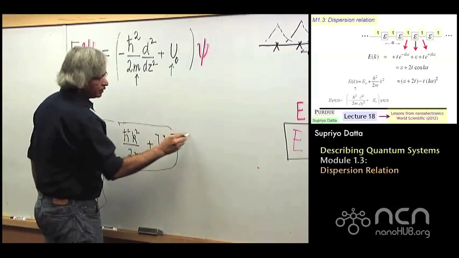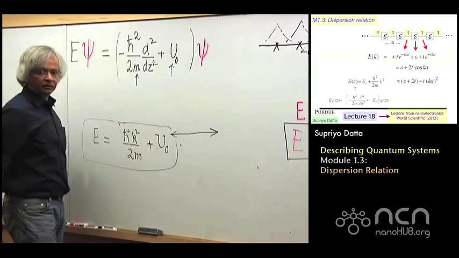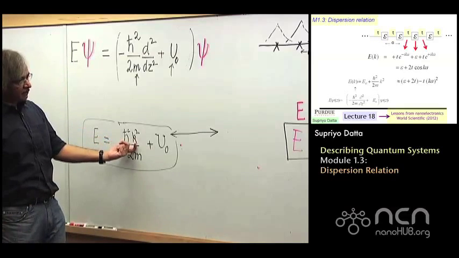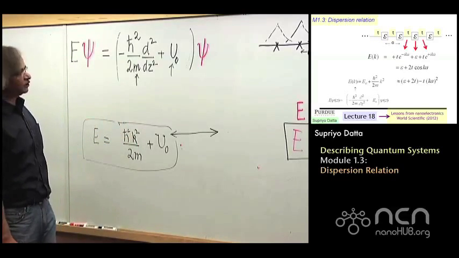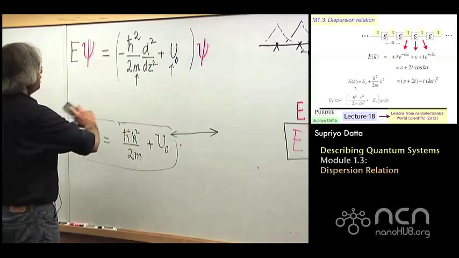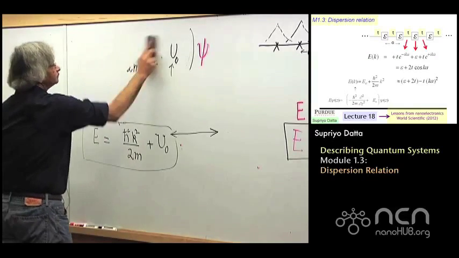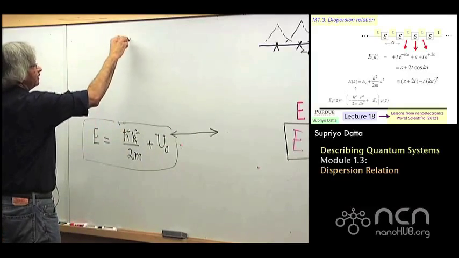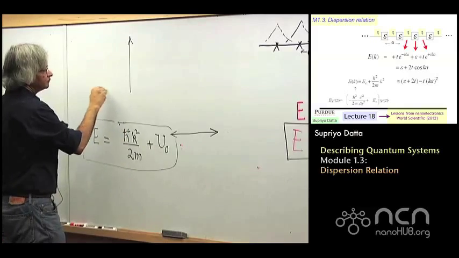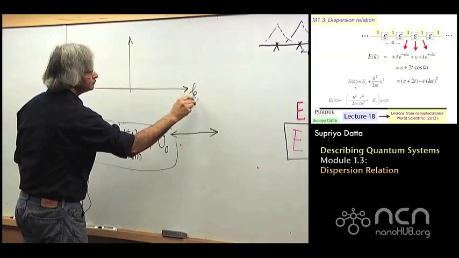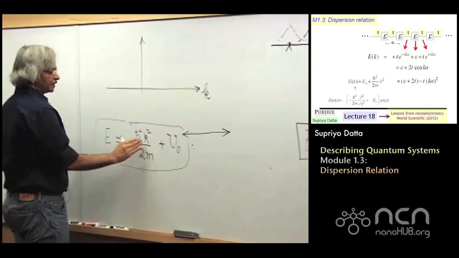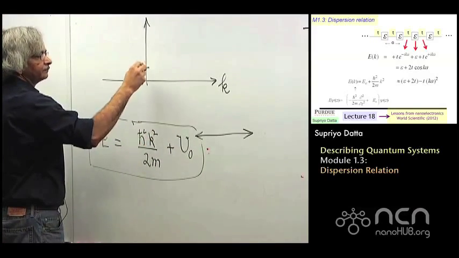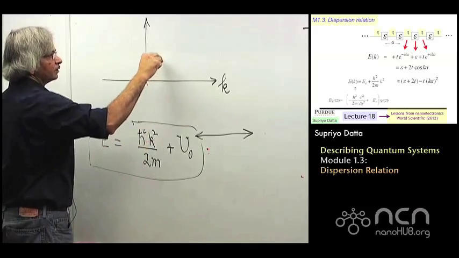The question is, how do we compare those two things? Because one looks like a parabola, the other looks like a cosine function. Now, if we plot them, usually the way they would correspond would be something like this. You see, E versus K. If you plot this one, at K equals 0, E is equal to U0, whatever that is, and then it increases parabolically.